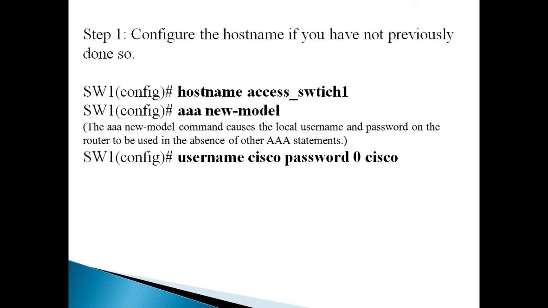Step 1. Configure the hostname if you have not previously done so. Hostname access_SSH1. aaa new-model. The aaa new-model command causes the local username and password on the router to be used in the absence of other AAA statements. username cisco password 0 cisco.